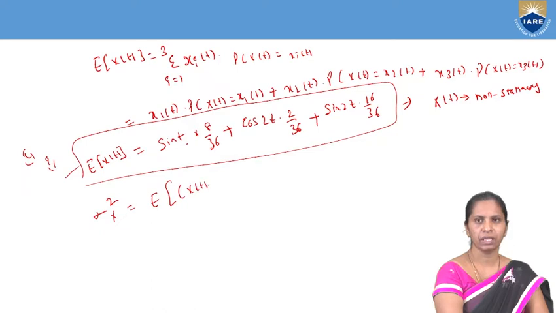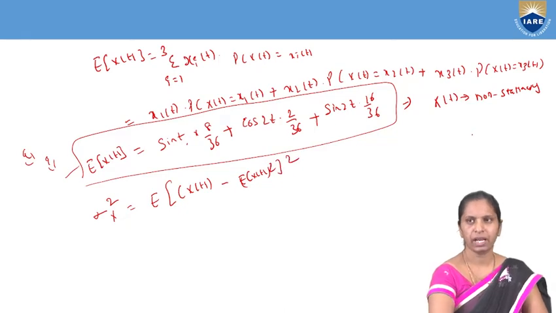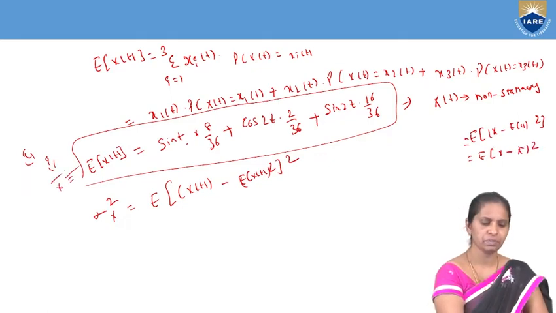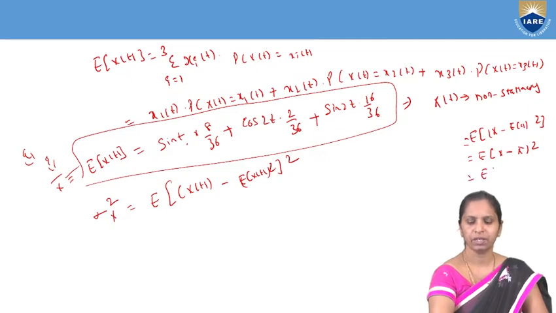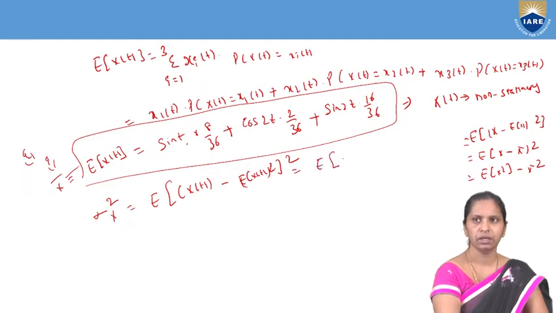E of x of t minus E of x of t whole square. For a random variable, what is the formula? E of x minus E of x whole square, or else E of x minus x bar square. Okay. So let us say this is nothing but x bar here. Then if I simplify, what I get here? E of x square minus x bar square. And similarly, if I simplify this, what I get here? E of x square of t minus x bar square.